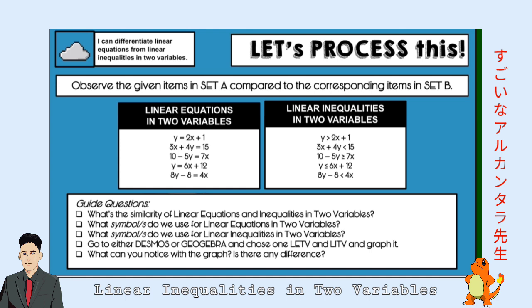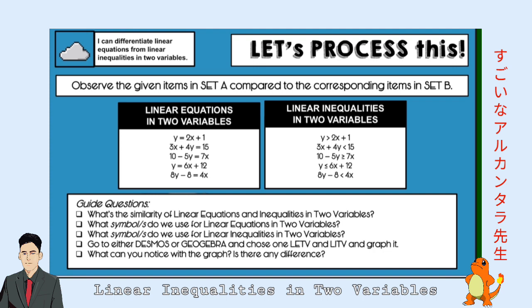You may try and type y is equal to 2x plus 1 in GeoGebra. Then after that, try typing y is greater than 2x plus 1. So basically, try using the same examples but with different symbols. What can you notice in terms of its graph? Was there a difference?